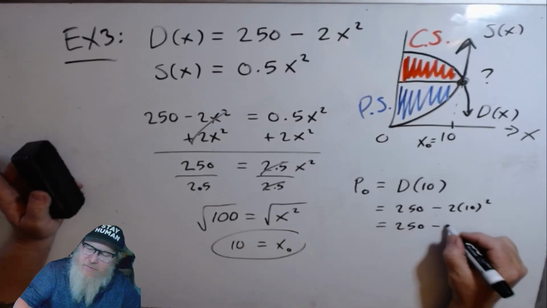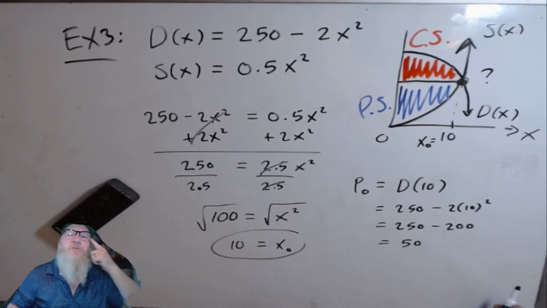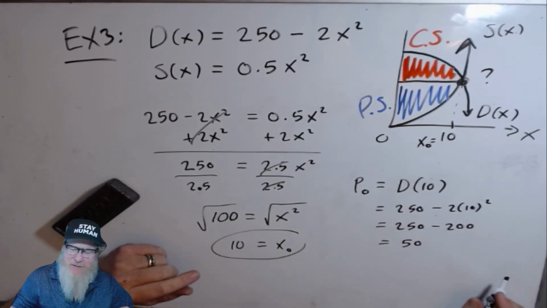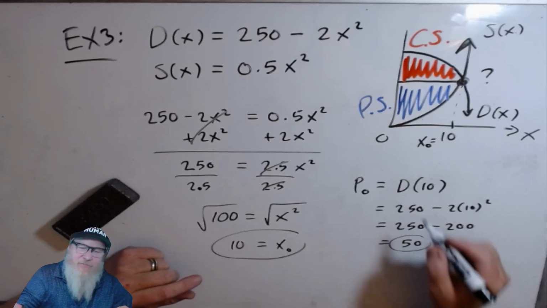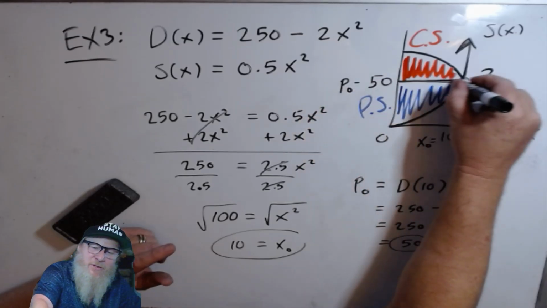I should have done this one earlier. I think when you do your homework, this question will come sooner than the last one. I got a little ahead of myself with the exponential function. So look at how nice that is, 50. So that's your P0. That's this horizontal line here.